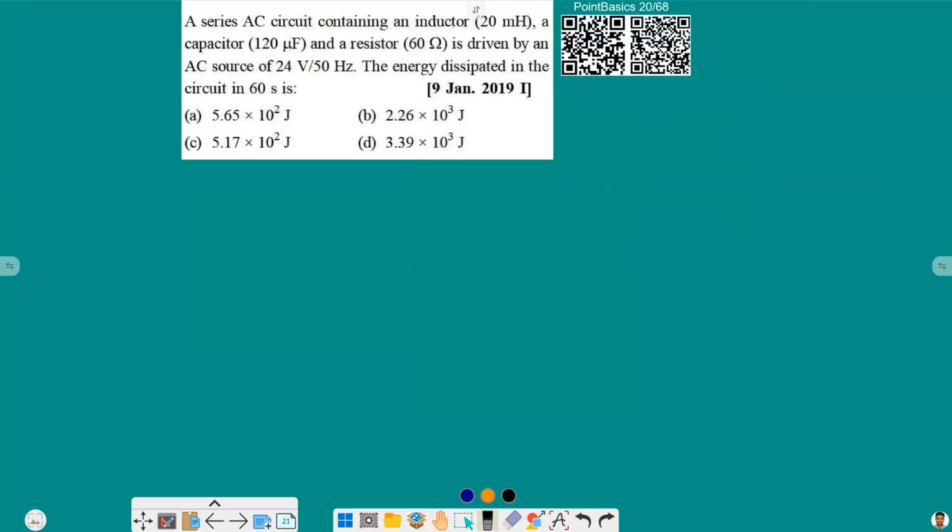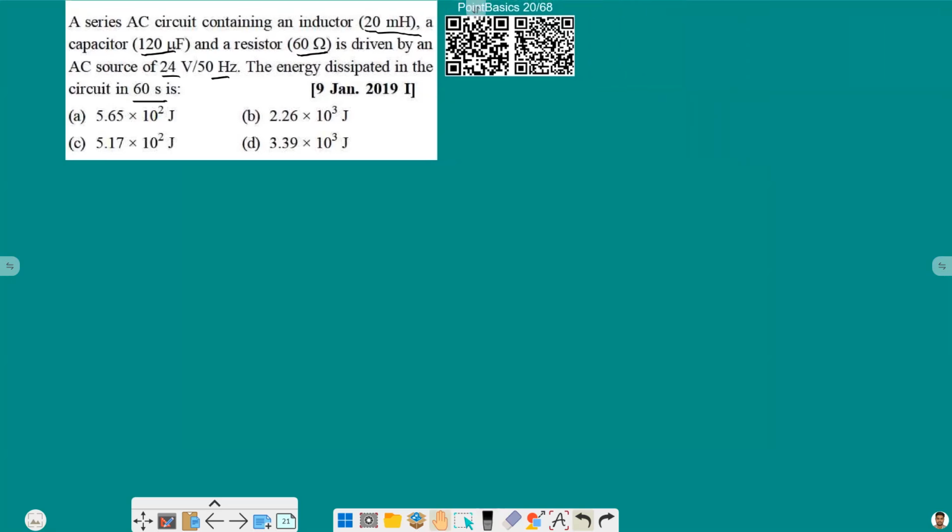An AC circuit containing an inductor of 20 millihenry, capacitor and resistor driven by a voltage source of 50 Hz, 24 volt. The energy dissipated in the circuit in 60 seconds is. So what we will do here, we have to first calculate the power of the circuit, and then multiply that power by the time of 60 seconds. Then we will get the value of energy dissipated in the 60 seconds.